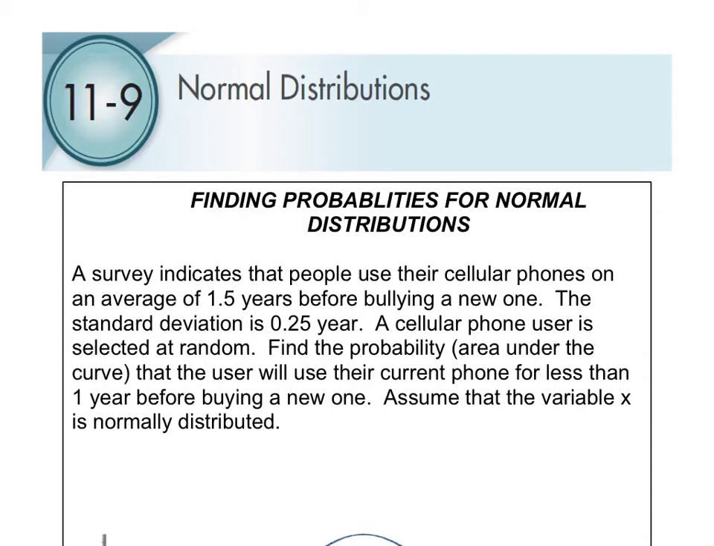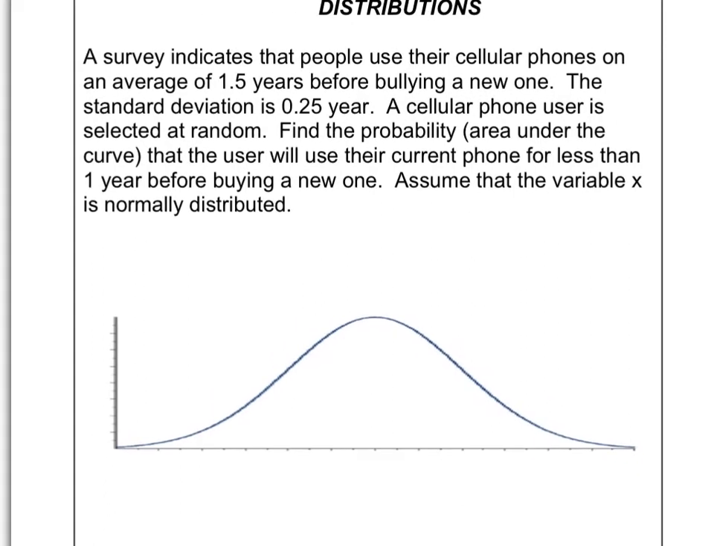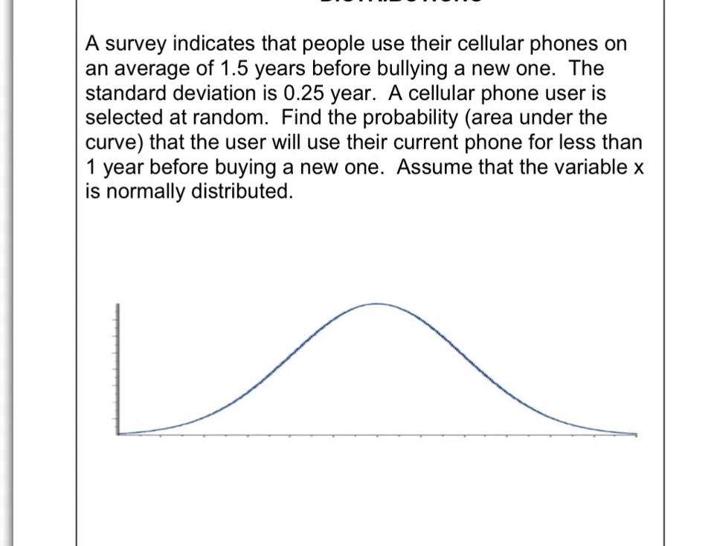Okay, so now let's take a look at the first example here. It says, a survey indicates that people use their cellular phones on an average of 1.5 years before buying a new one. That shouldn't be bullying, that should be buying. That's a major mistake. Okay? Before buying a new one. The standard deviation is 0.25 years. A cell phone user is selected at random. Find the probability, or the area under the curve, that the user will use their current phone for less than 1 year before buying a new one. Assume that the variable x is normally distributed.